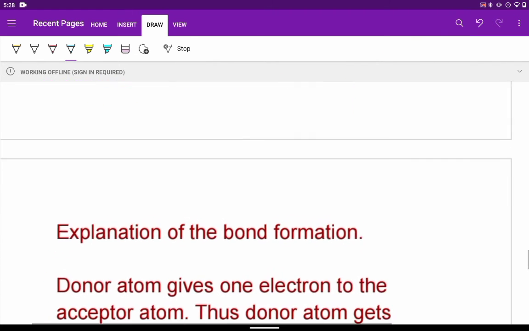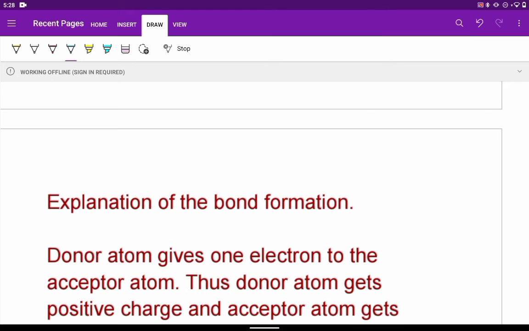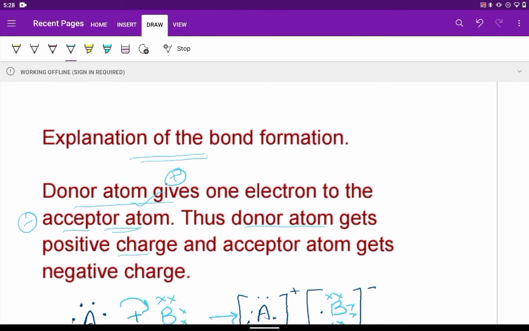Now, we can just try to explain the bond formation. Like we have just seen that in the coordinate bond formation, the shared electron pair is given only by one atom and the other atom is the acceptor atom. So now how to explain the bond formation? Here the donor atom gives one electron to the acceptor atom. So whenever any atom gives electron, it develops a positive charge. And when the acceptor atom, any atom which receives the electron, it will develop a negative charge. So we can explain the positive charge over donor atom and negative charge over acceptor atom.